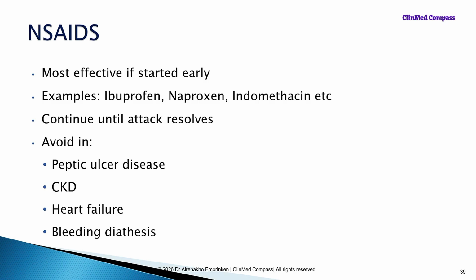Non-steroidal anti-inflammatory drugs work best when started early in an acute attack. Common choices include ibuprofen, naproxen, indomethacin, amongst others. Continue until the attack fully resolves, but use caution. Avoid NSAIDs in patients with peptic ulcer disease, chronic kidney disease, heart failure, hepatic insufficiency, or bleeding disorder. Always consider gastroprotection in high-risk patients. NSAIDs are effective but not risk-free.